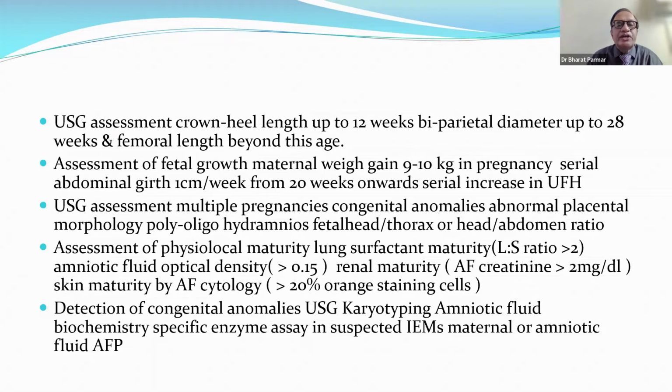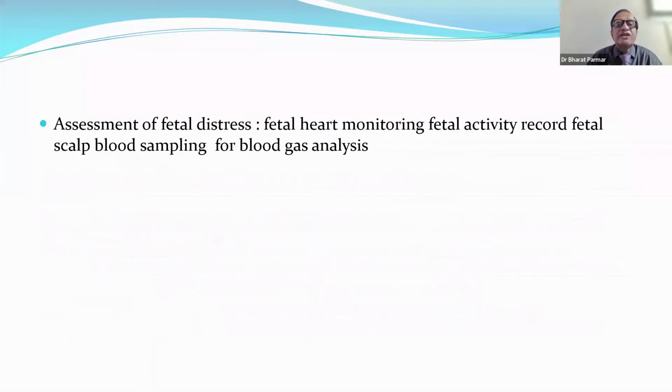Assessment of physiological maturity: lung surface tension maturity, LS ratio more than 2, amniotic fluid optical density more than 0.15; renal maturity, AF creatinine more than 2 milligrams per dL; and skin maturity, AF cytology more than 20% orange-staining cells. The detection of congenital anomaly: USG, karyotyping, amniotic fluid biochemistry, specific enzyme assay in suspected inborn errors of metabolism, and maternal and amniotic fluid alpha-fetoprotein. Assessment of fetal distress: fetal heart monitoring, fetal activity record, and fetal scalp blood sampling for blood gas analysis.